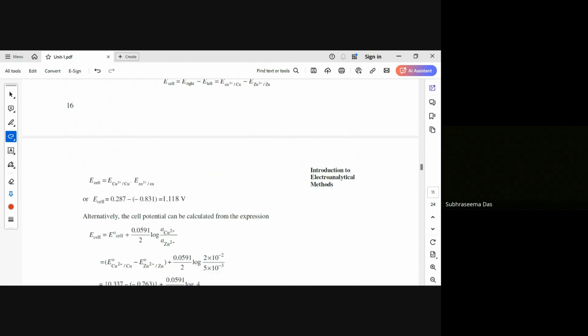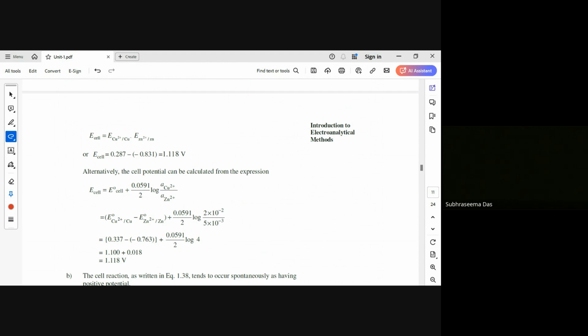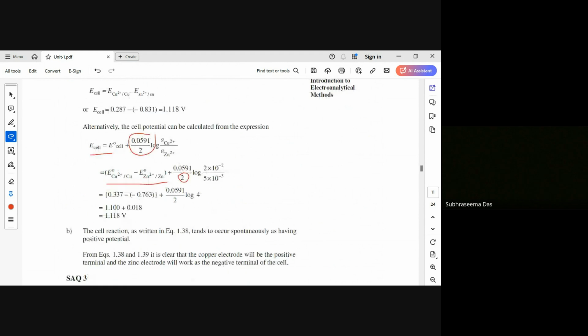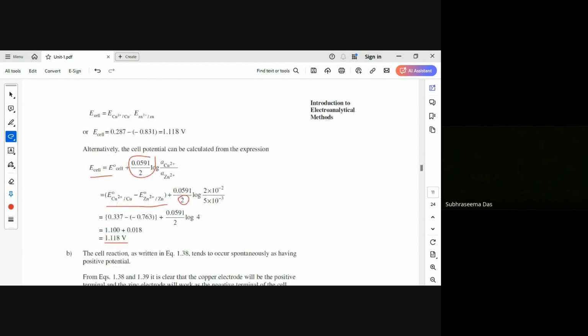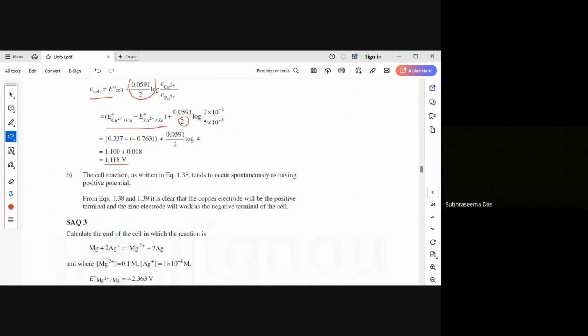But however, one more easier method to calculate the E cell is by using the other expression, that is E cell is equal to E0 cell plus 0.0592 by 2 log of activity of copper by activity of zinc. Then we include the value of the standard E0 that has been provided to us. In the 0.059 by 2, the 2 factor here represents the number of electrons involved in the reaction, and directly we get the value. So this is one easier method. So it is mostly recommended that we use the standard EMF values and calculate the EMF value of the cell. Okay, so this is how we mostly calculate.